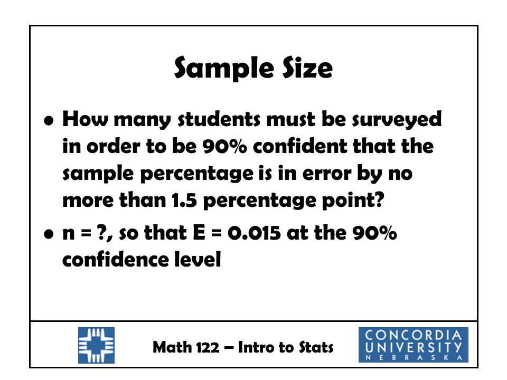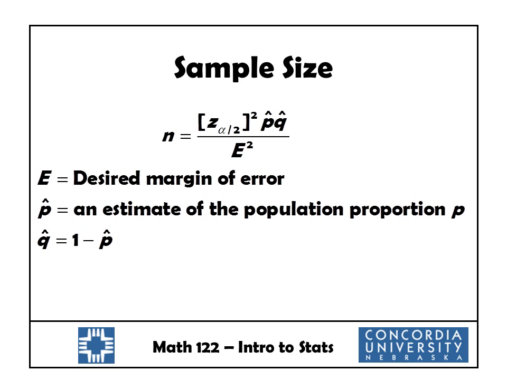So in terms of our variables, n equals what, so that e equals 0.015 at the 90% confidence level. Now remember, when we plug percentages into formulas, we always want to use their decimal equivalent. So the problem was stated in terms of 1.5 percentage points. That means e in a decimal is 0.015. So in order to do that, we're going to use this formula.